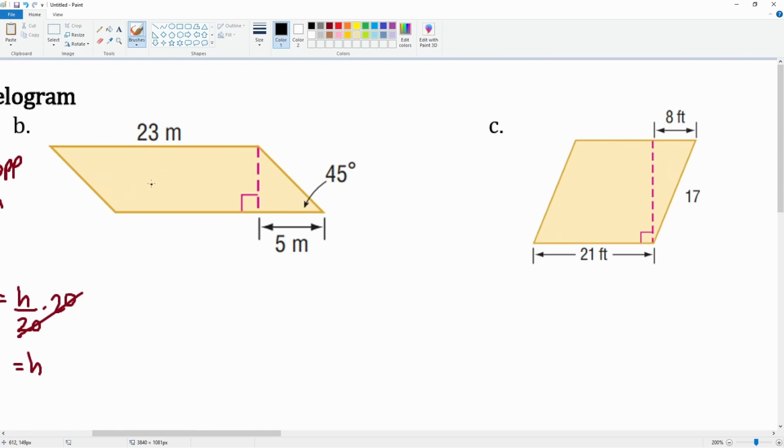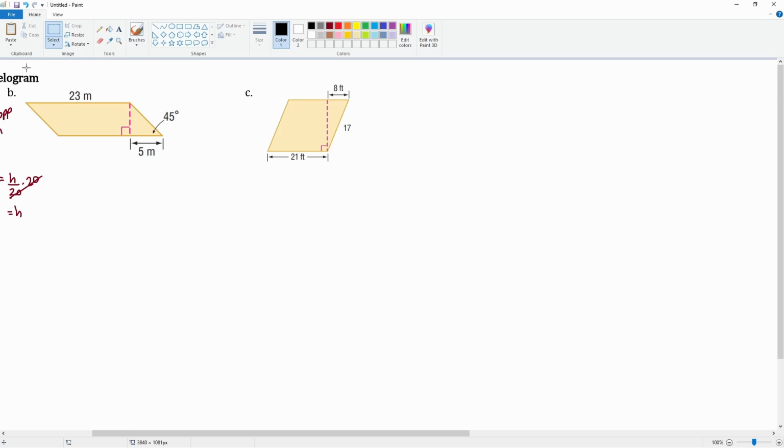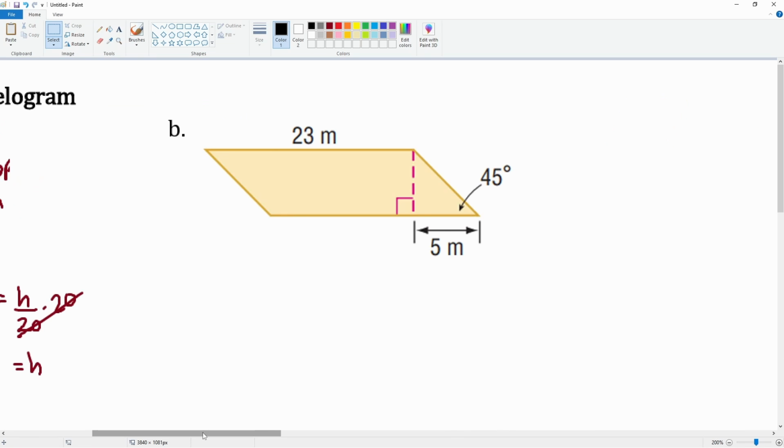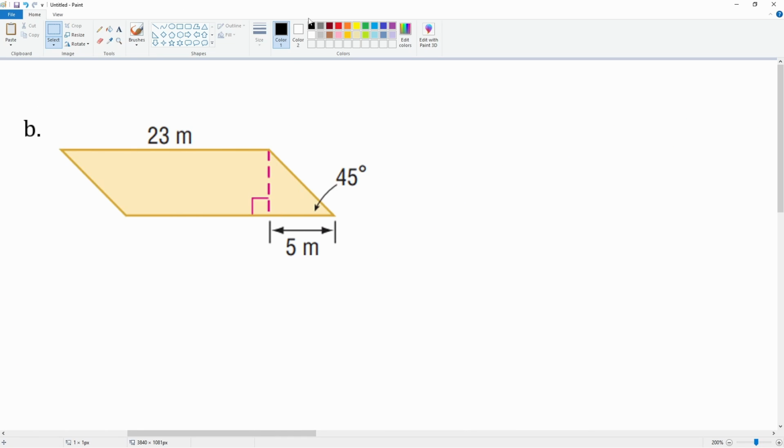Okay, B here, same idea. What's going to end up happening is that you're going to have to set up sort of a trig ratio or Pythagoras to solve for the missing piece. All right, so let's do B here. Start off with our formula. Area is equal to base times height. Look, we have the base here. We can say it's that 23. So base is 23. We are missing this height right here.